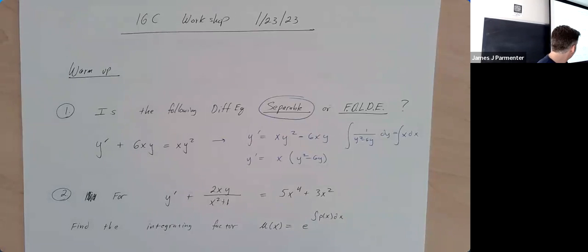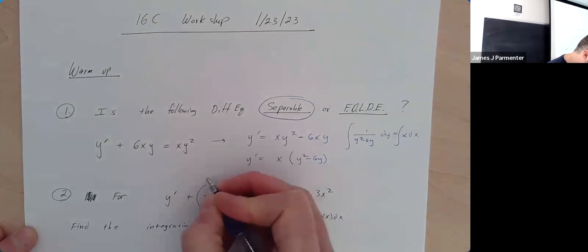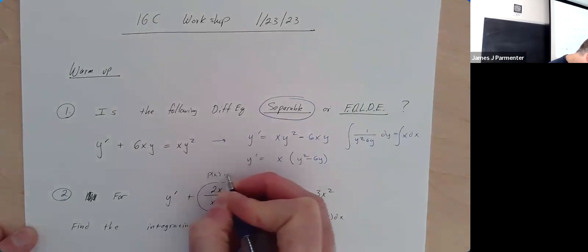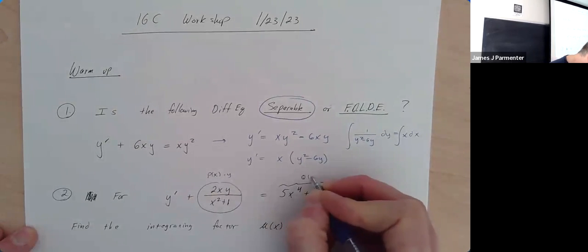This next one here: y prime plus 2xy over x squared plus 1 equal to 5x to the fourth plus 3x squared. Find the integrating factor mu of x equal to e to the integral of p of x. So first of all, to do this problem, we have to recognize that it's first order linear. It definitely is. You've got your y prime, you've got right here your p of x times y, and over here you definitely have your q of x.